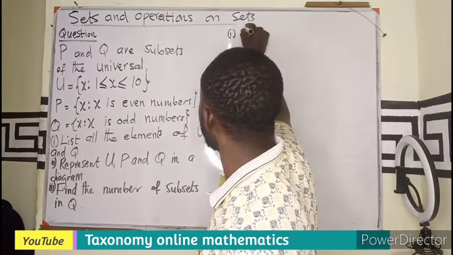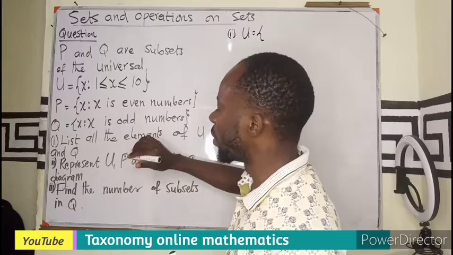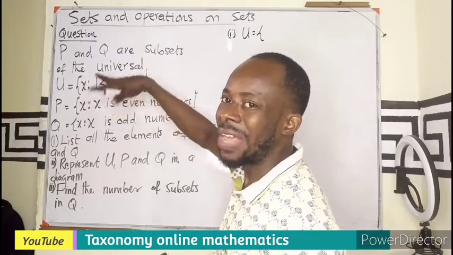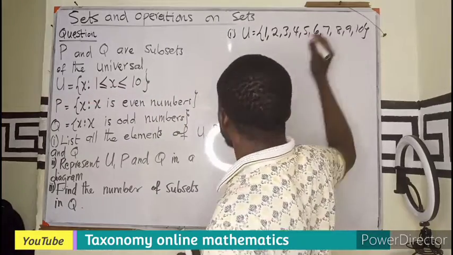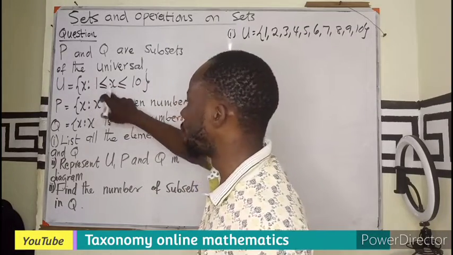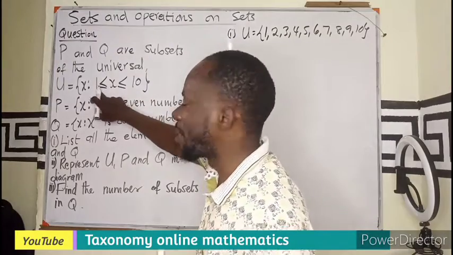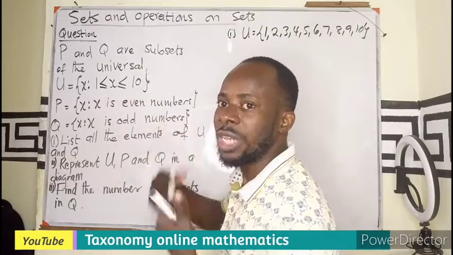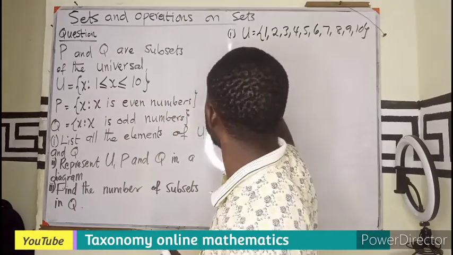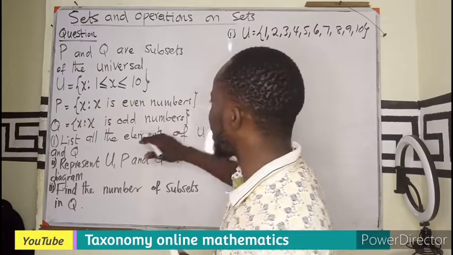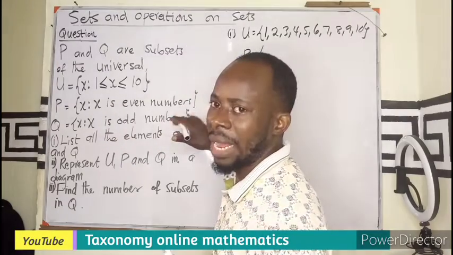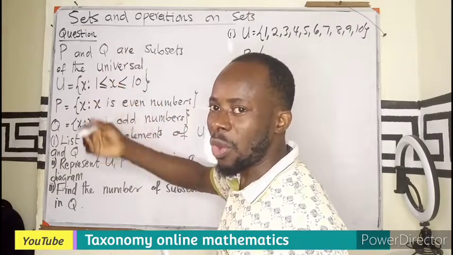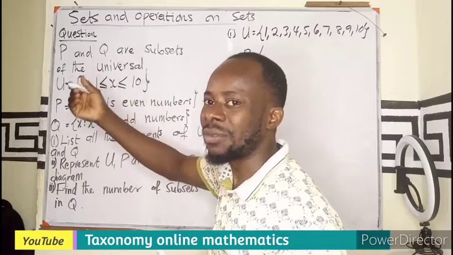So we need to indicate the elements of the set U. 1 is less than or equal to, meaning 1 is included in the range. So I have all the elements from 1 to 10. This means that the number before the sign is inclusive and the number after the sign is also inclusive. Then we have the set P, which are even numbers. Now don't forget, P is a subset of U, meaning all the elements of P are derived from U.